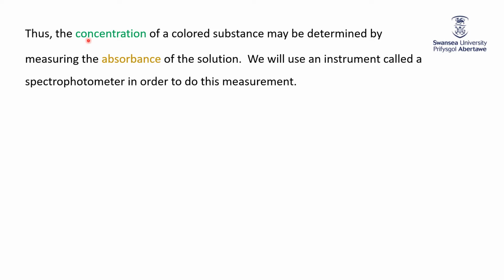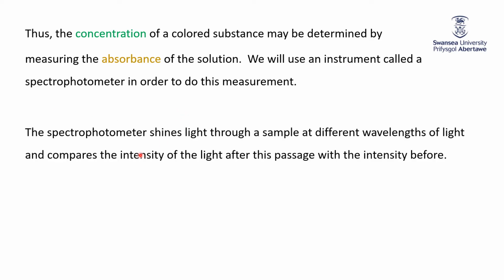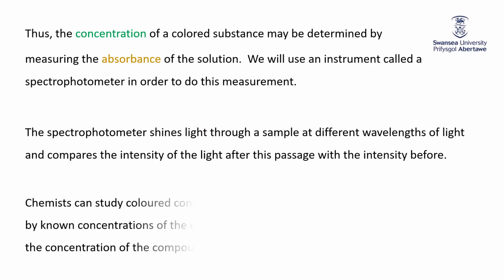So we can determine the concentration of a coloured substance if we can measure the absorbance of that solution and we know the values of epsilon L. And to do that, we use an instrument called a spectrophotometer. A spectrophotometer shines light of different wavelengths through a sample and compares the intensity of the light after it's gone through the sample with the intensity before.